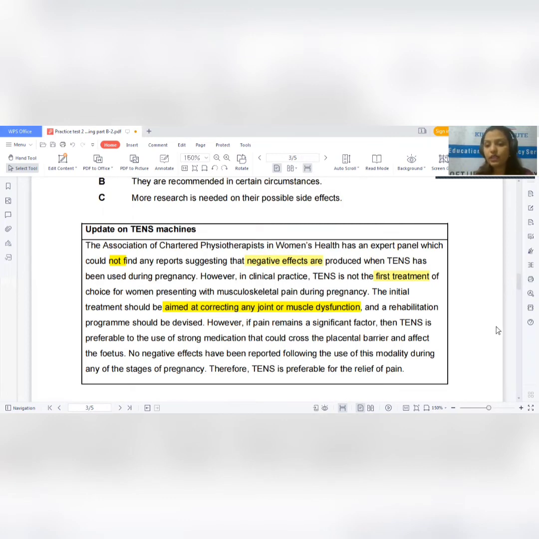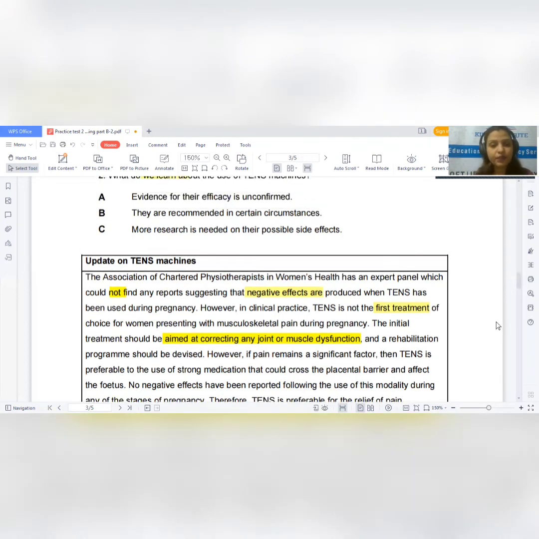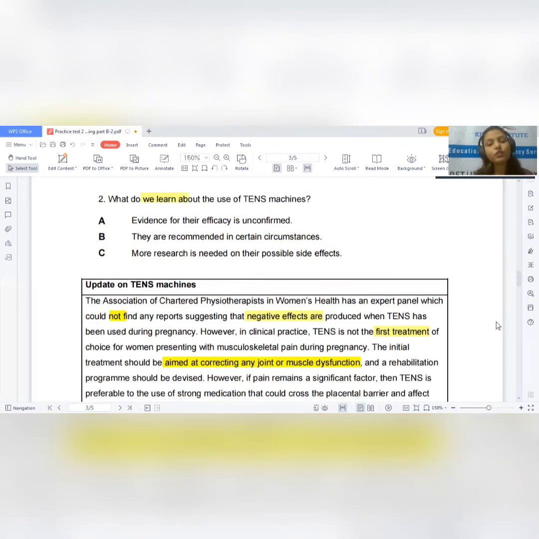And now let's see the options A, B, and C, which suits best for this question. What do you learn about the use of TENS machines? Option A: evidence for their efficacy is unconfirmed. Do you believe that? They have given a lot of evidence, right? And they have also said that the report says that it is safe. So is it about unconfirmed? I don't think so.